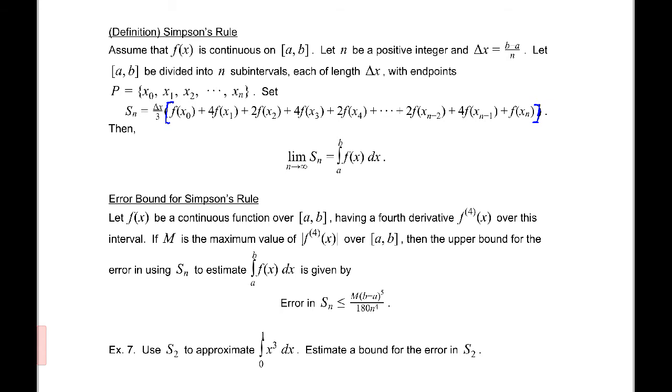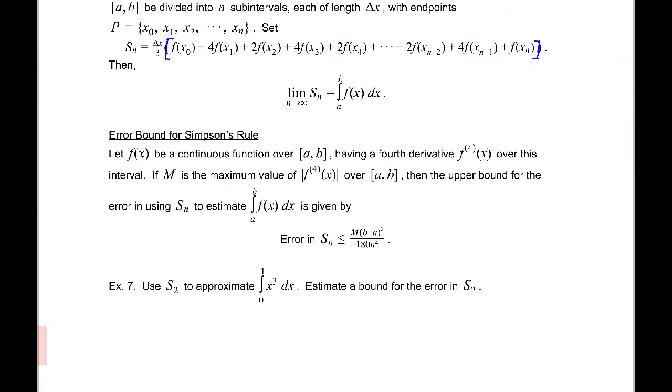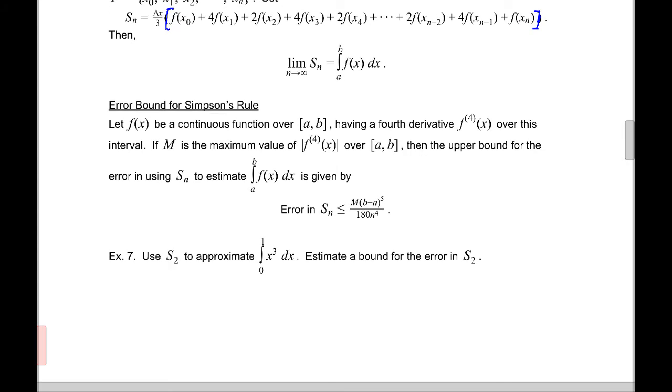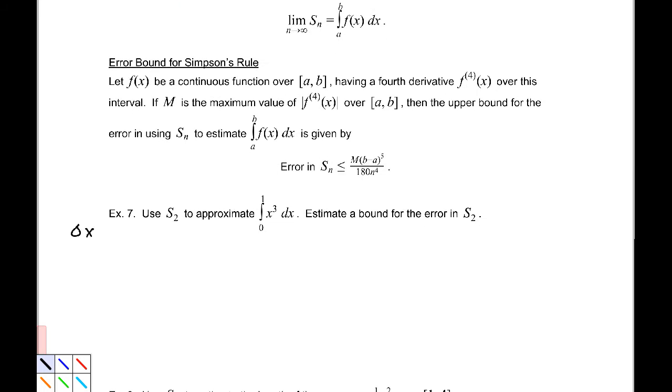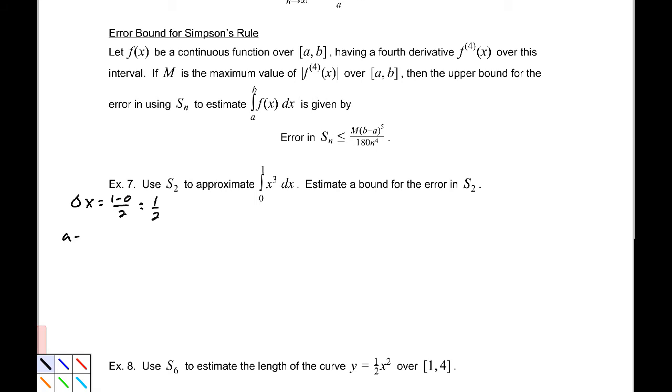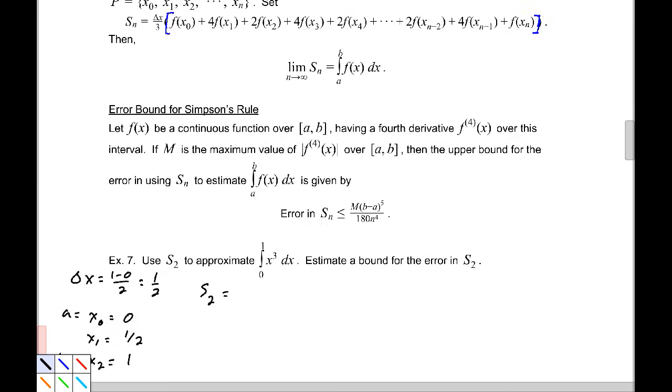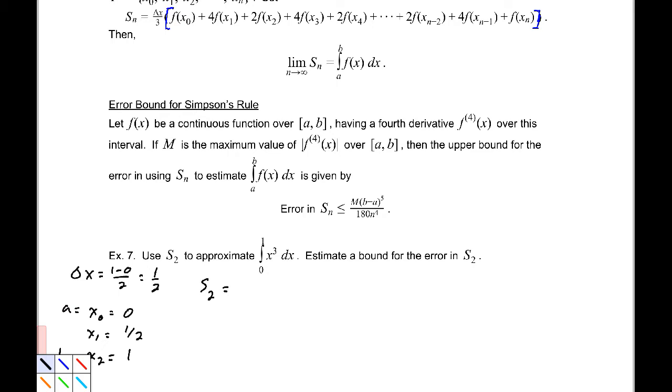We're going to use S2 to approximate the integral from 0 to 1 of x cubed dx, and then we're going to estimate an error bound for S2. First, we want to find delta x. That is (b minus a) over n, so 1 minus 0 over 2, or 1/2. That means x0, which is a, would be 0, x1 is 1/2, and x2 is 1, which is also our b value. From our definition, S2 is going to be equal to delta x divided by 3.